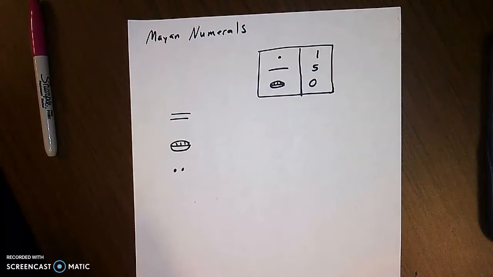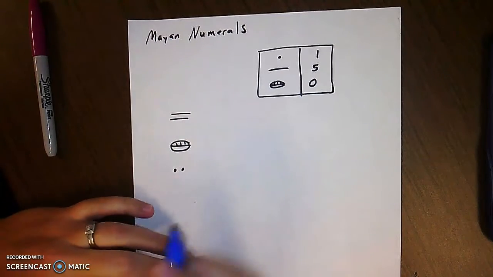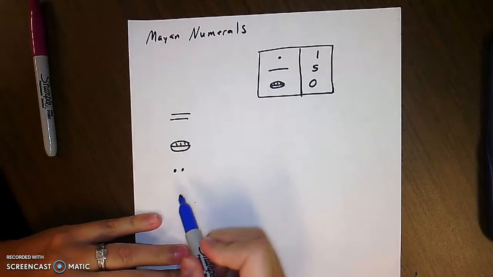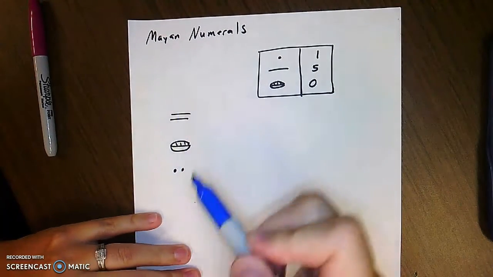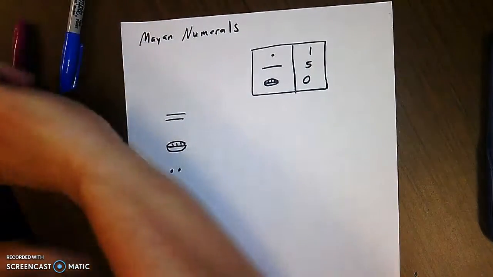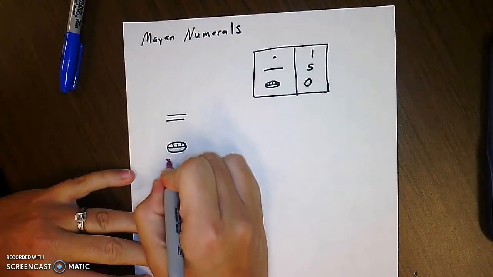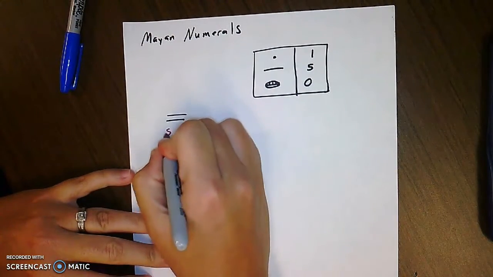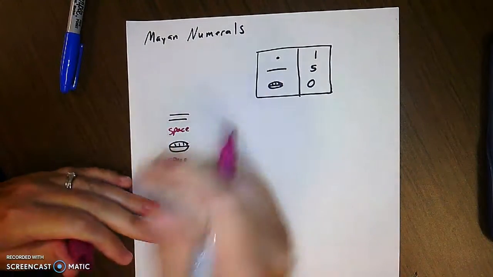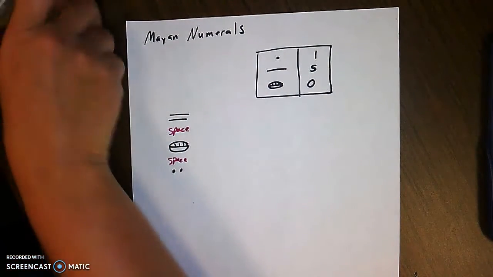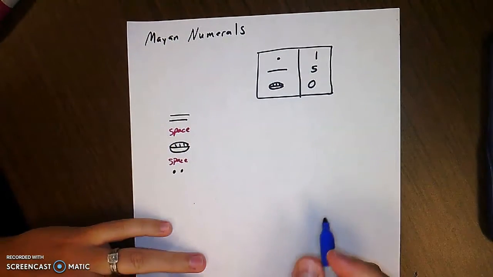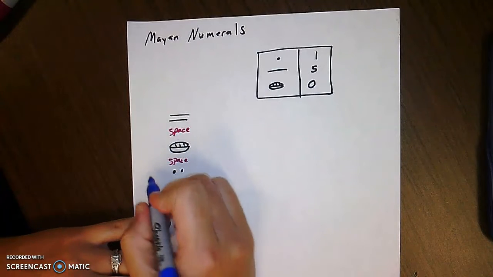Okay, so here we have this example of a Mayan number, and we need to figure out what's the real number here. Okay, so first of all, we see that they stack things vertically, and we've got these spaces between these numbers. So that lets you know that we're moving on to the next place value every time they space. So looking at their place values, start at the bottom.